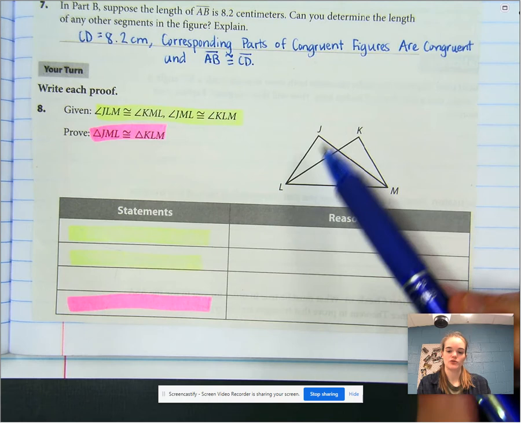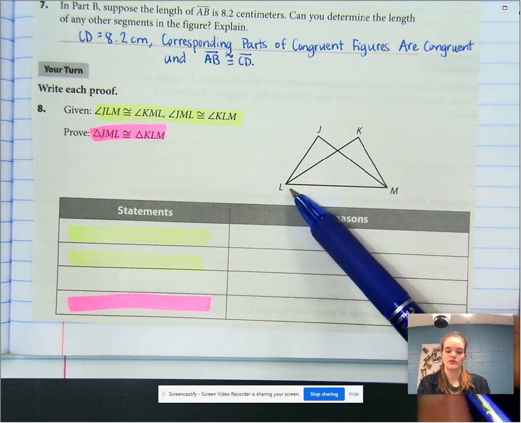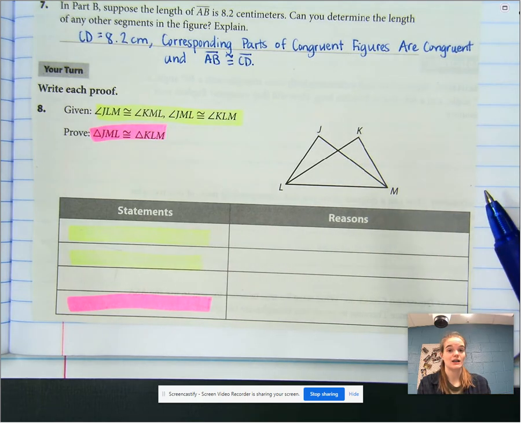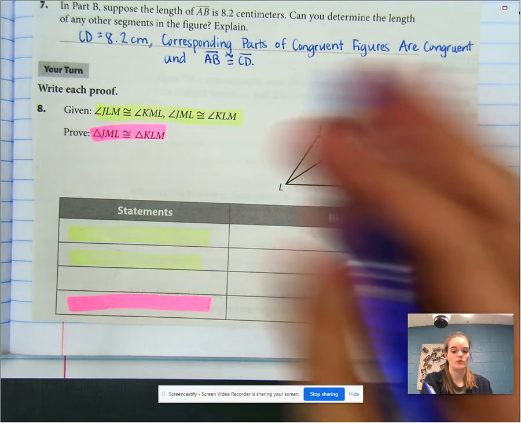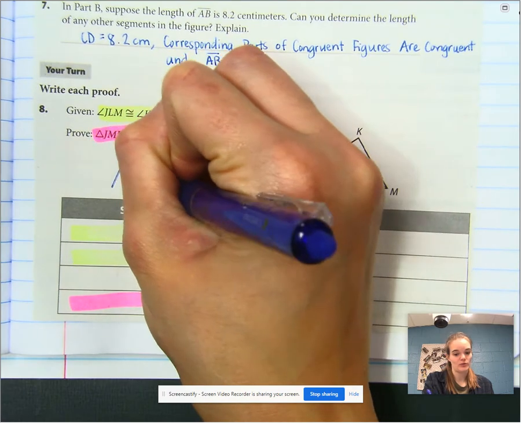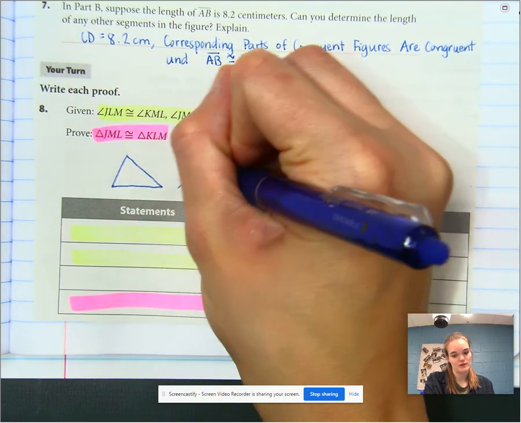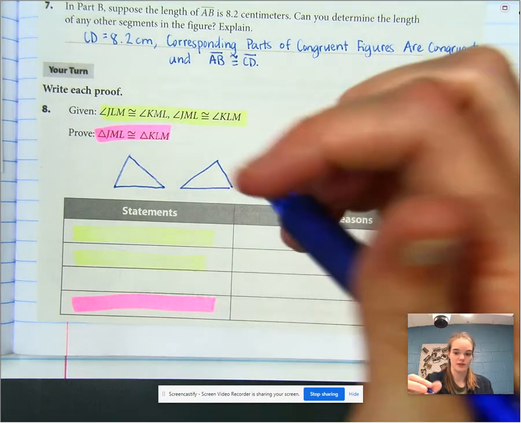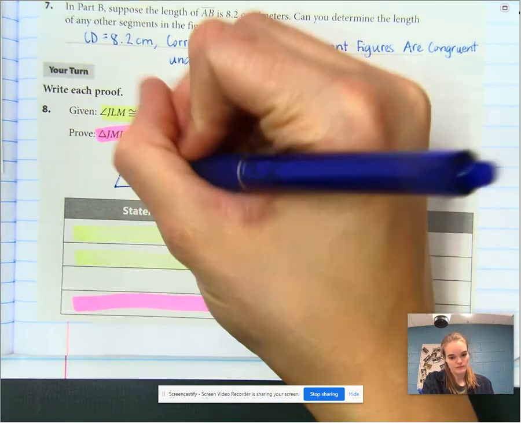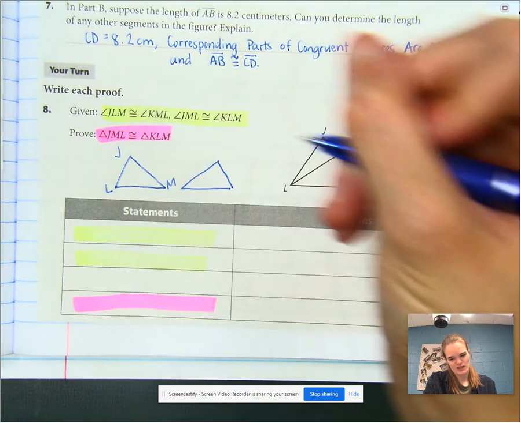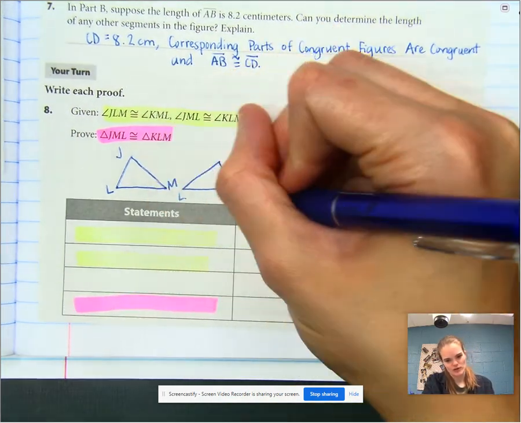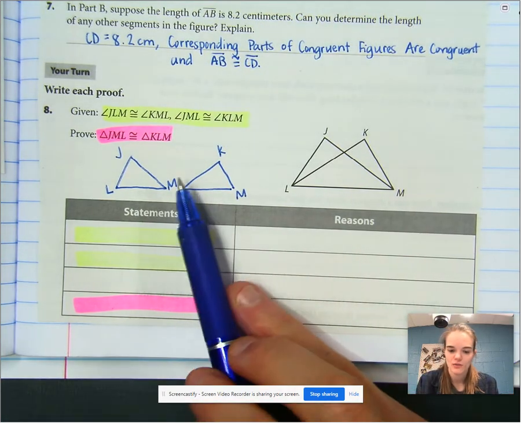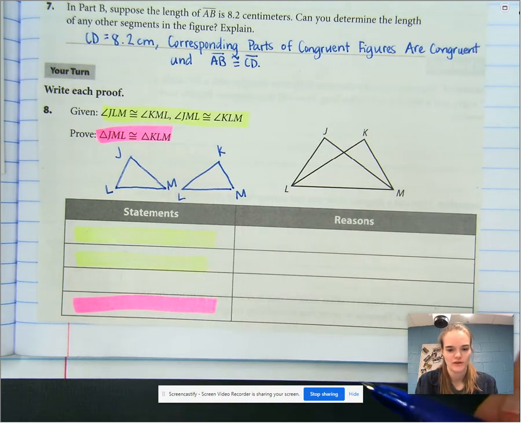I'm trying to prove that triangle JML is congruent to triangle KLM. Sometimes, if the picture gets confusing, you can draw them separately. I know they're connected, but if you need to understand, you can draw them separate. That doesn't hurt anybody. Them being connected actually helps you prove it, but that's okay. We'll label it in both. You don't have to draw this one unless you need to.